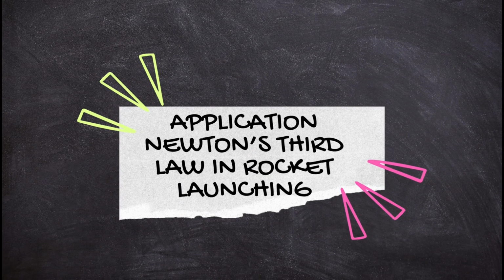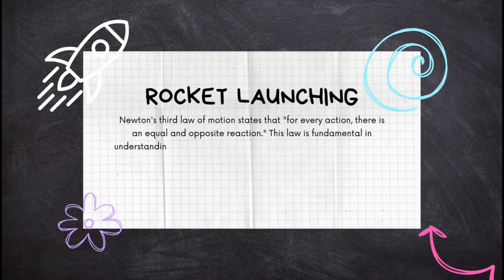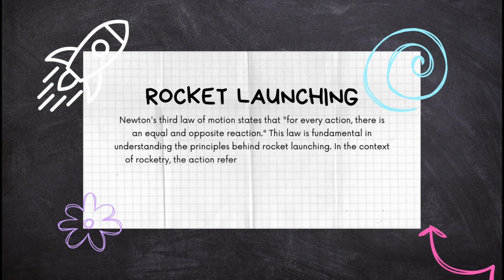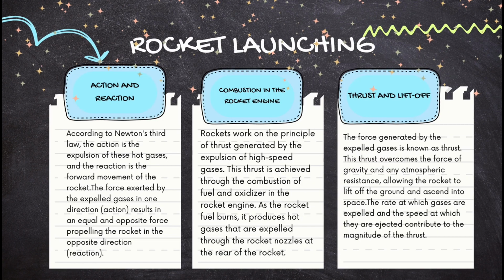Here's how Newton's third law applies to rocket launching. Newton's third law of motion states that for every action, there is an equal and opposite reaction. This law is fundamental in understanding the principles behind rocket launching. In the context of rocketry, the action refers to the expulsion of gases from the rocket engine, and the reaction is the resulting motion of the rocket in the opposite direction. Firstly, action and reaction. According to Newton's third law, the action is the expulsion of these hot gases, and the reaction is the forward movement of the rocket.